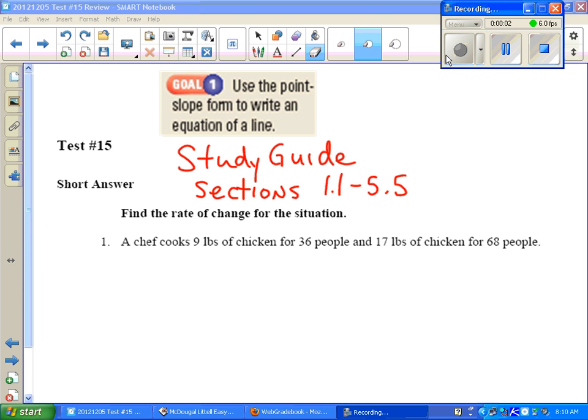Okay, this is test number 15 from sections 1.1 all the way through 5.5. Just to recap, our objective is using point slope form to write an equation of a line. That's our latest thing that we got to this week.